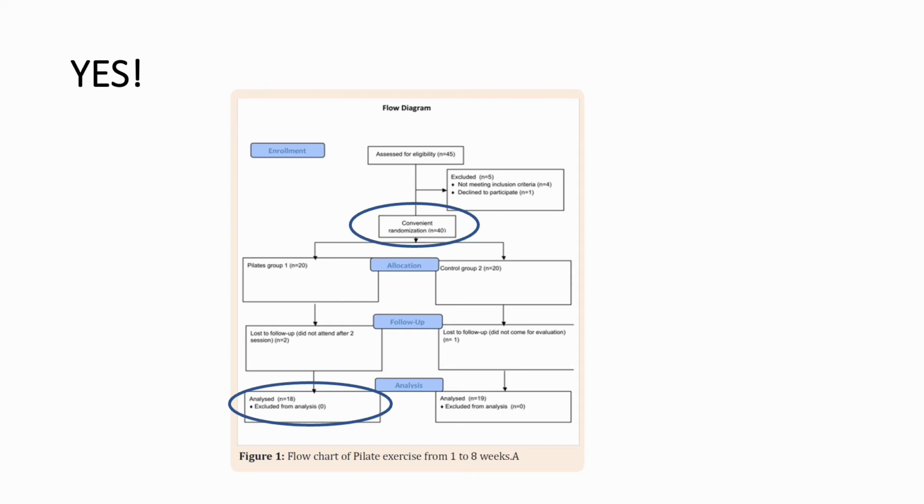You kind of wonder what happened to the other 2. In the control group, they started with 20 and they analyzed 19, and it said that 0 were excluded from the analysis, so it's a little confusing because the numbers don't match. However, they did provide enough information here to know that 85% of participants are accounted for, so yes, they did meet this criterion.